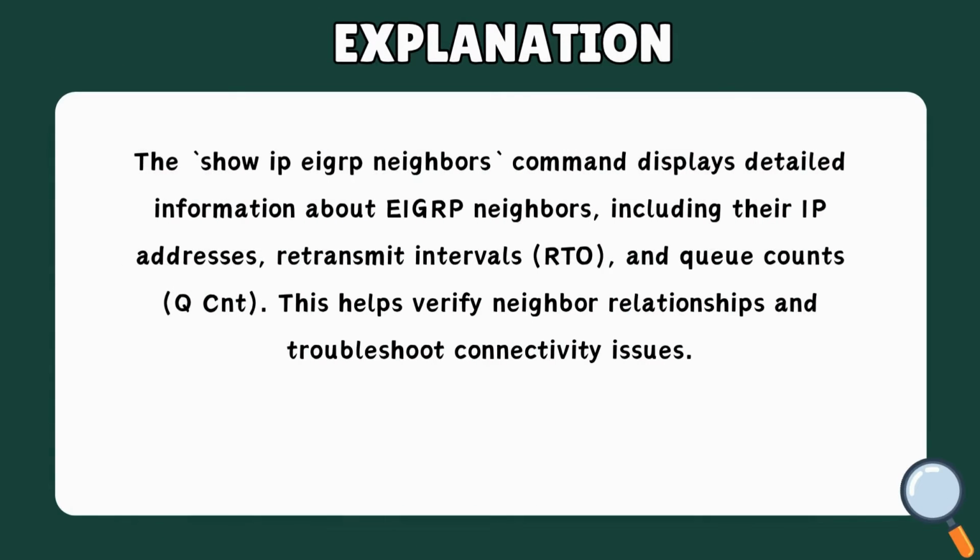The show ip eigrp neighbors command displays detailed information about EIGRP neighbors, including their IP addresses, retransmit intervals, and queue counts. This helps verify neighbor relationships and troubleshoot connectivity issues.